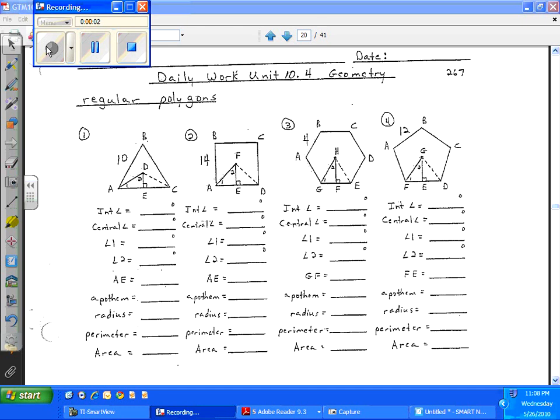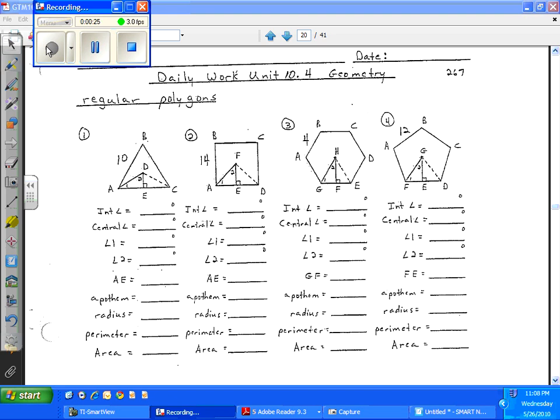Okay, Unit 10-4, daily work. Now, what I'm going to do is just kind of get you started on all of these and not really do every little piece of every single one. There's 2 rounds of them, but you just need the experience. And if you go back and look at the examples, it's exactly the same situation.